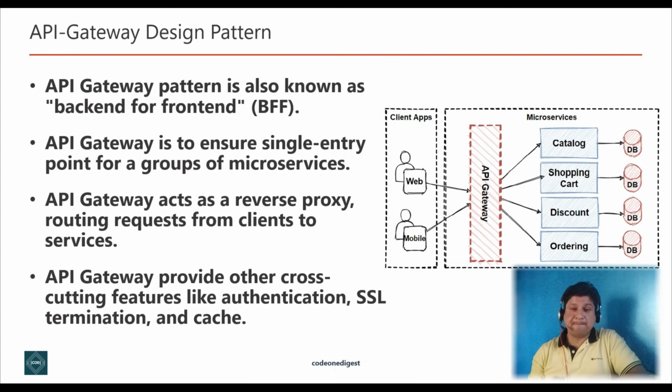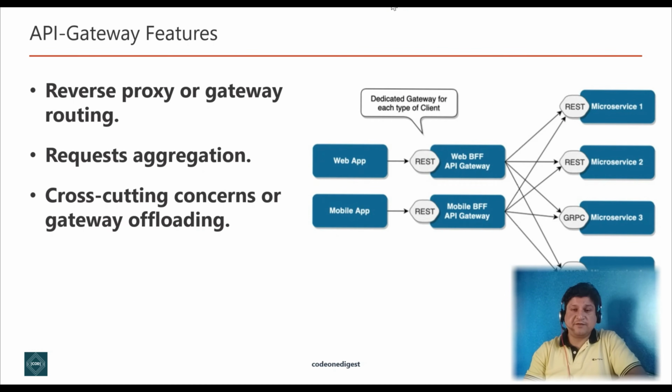API Gateway sits between the client applications and microservices. API Gateway acts as a reverse proxy which routes requests from client to the services. API Gateway provides other cross-cutting features like authentication, SSL termination, and caching. When you design and build large and complex microservice-based applications with multiple client applications, a good approach to consider using API Gateway. Let's understand some of the key features of API gateways.